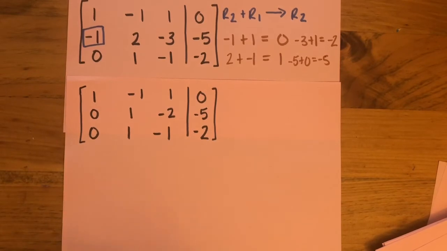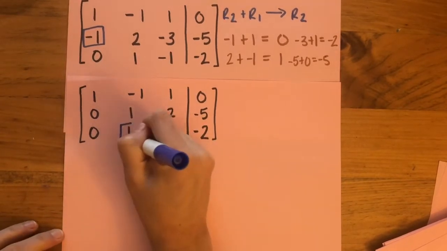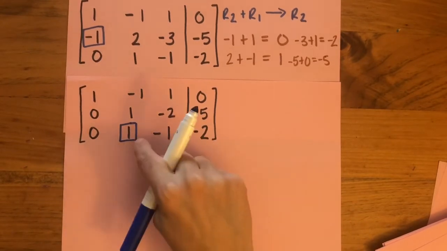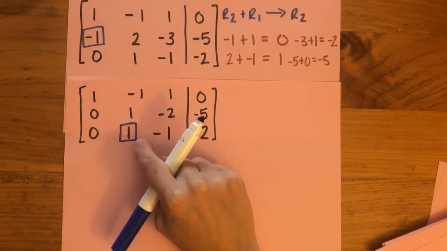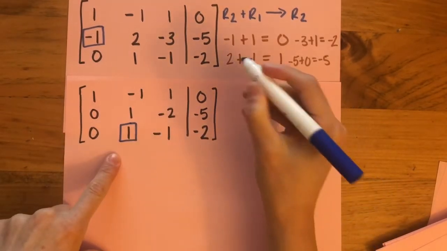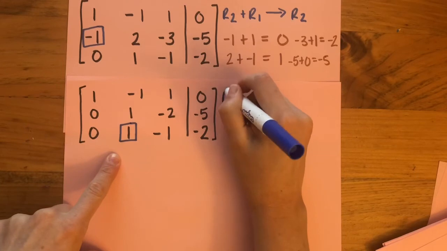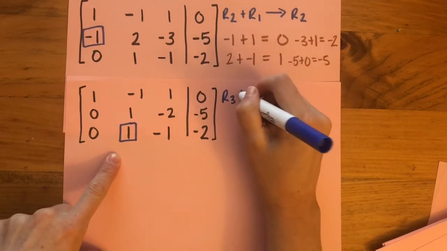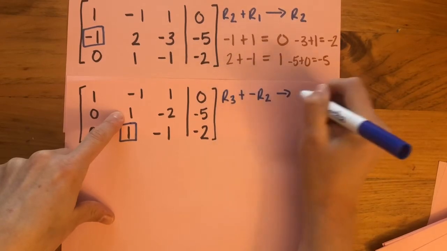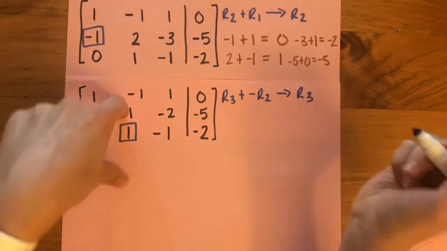So now we want to get a 0 right here. Okay. What can we do to get 0 here? Well, if I take row 3 and I add it to a negative row 2 and I keep it in row 3, that will give me 0.